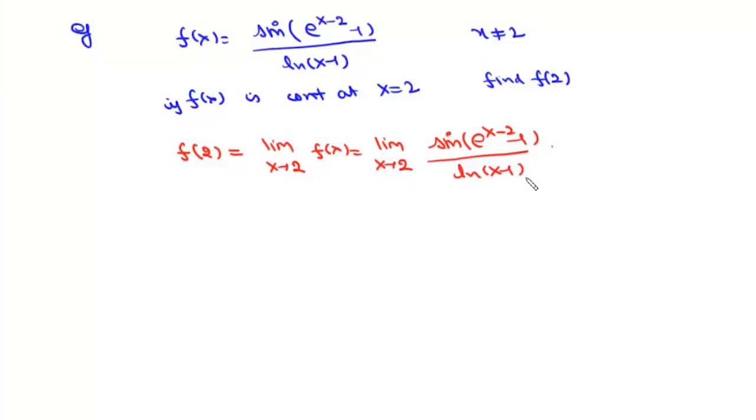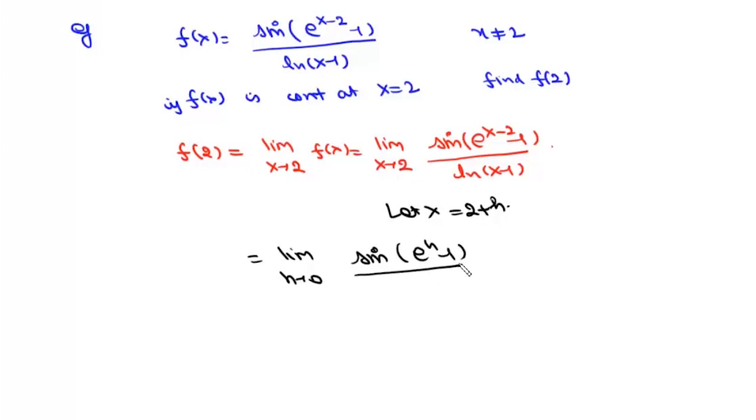Now there are numerous ways to solve this. We'll solve it using substitution. We'll let x as 2 plus h. So it'll be this limit, h tends to 0, sin(e^h - 1) upon log(1 + h). Now if we put h as 0, e to the power 0 is 1. So this is sin 0, which is 0, and log 1, which is 0. It is 0 upon 0 form.